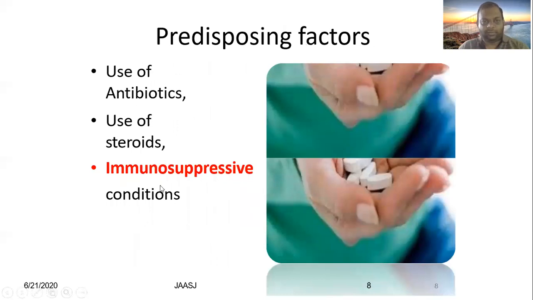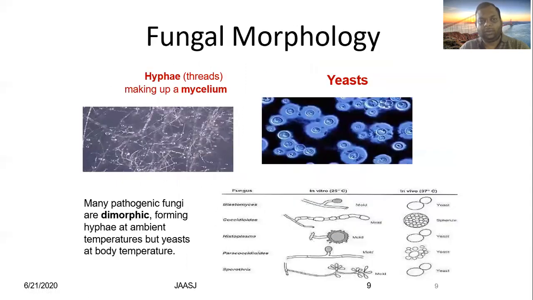Predisposing factors: irrational use of antibiotics, broad-spectrum use, prolonged use of steroids, and immunosuppressive conditions like HIV/AIDS, chemotherapy and malignancies. These patients are more prone to develop this kind of fungal infection.